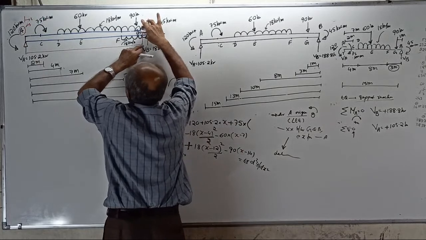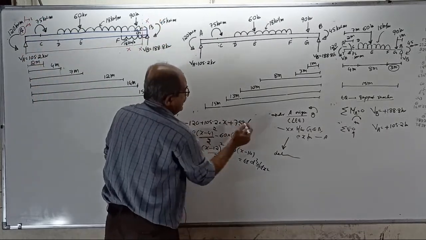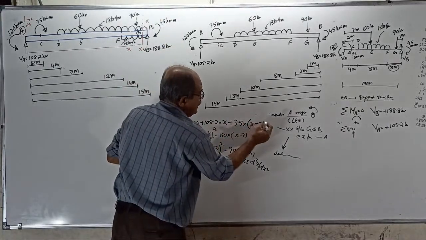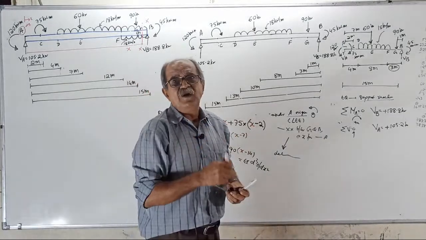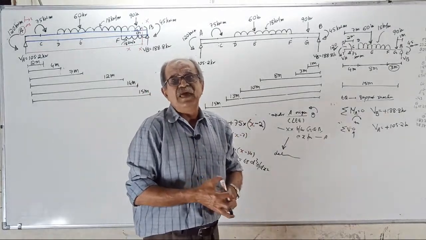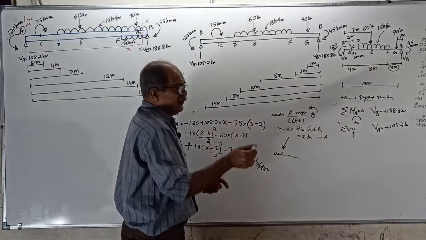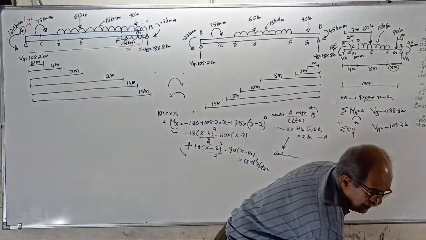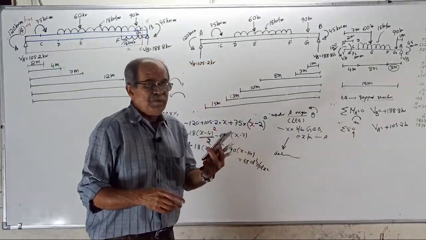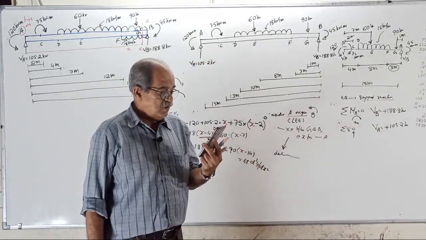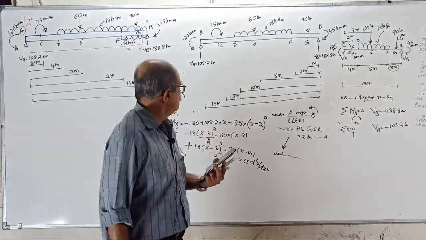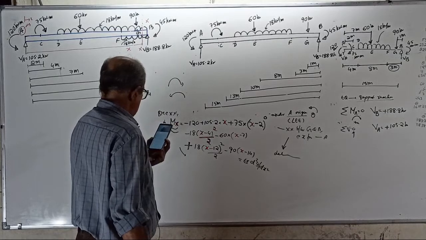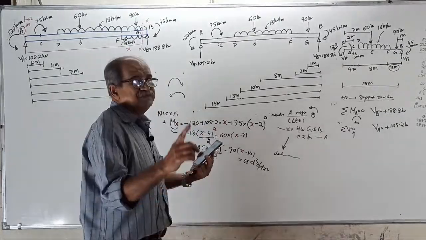75 into, this is x, this is 2. You write x minus 2, as if it is a load. But it is actually wrong. Why? For a couple, 'into' is not there. So, to remove this term, what you do is make the power 0. Clear? Make the power 0. So it is x minus 2 to the power 0.